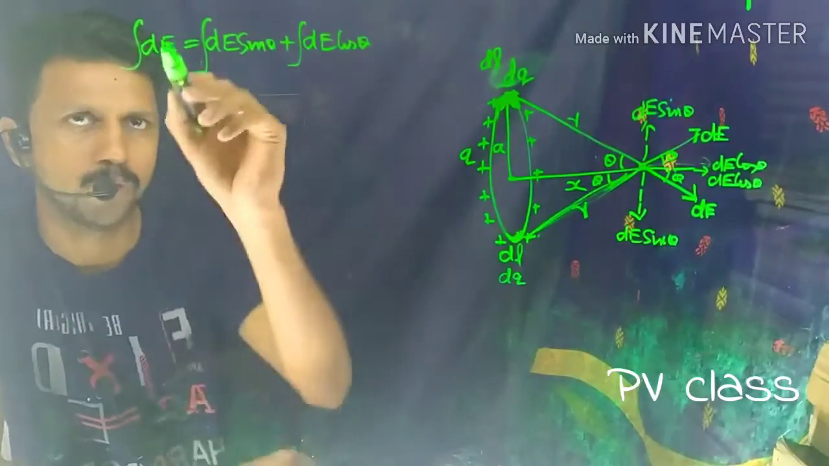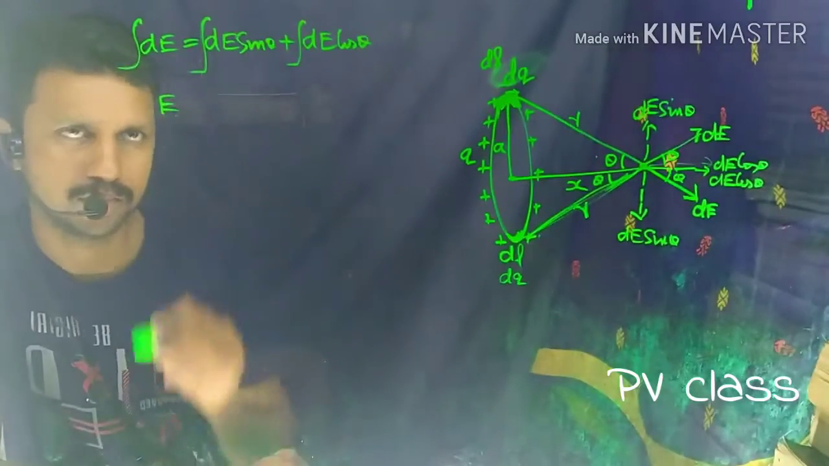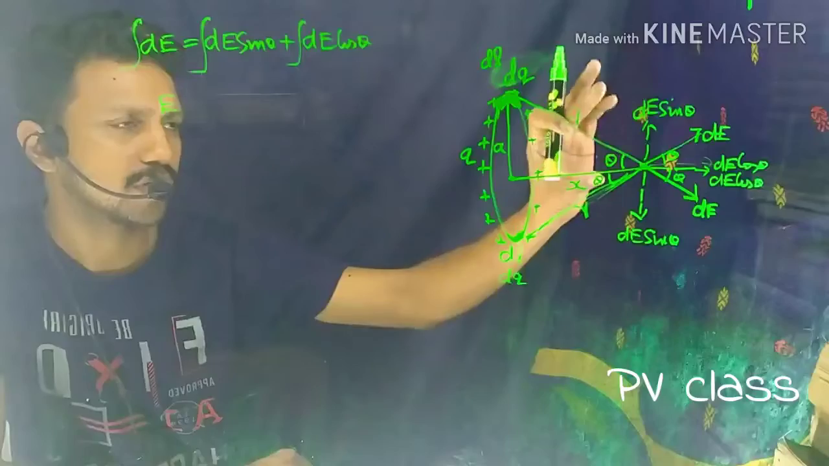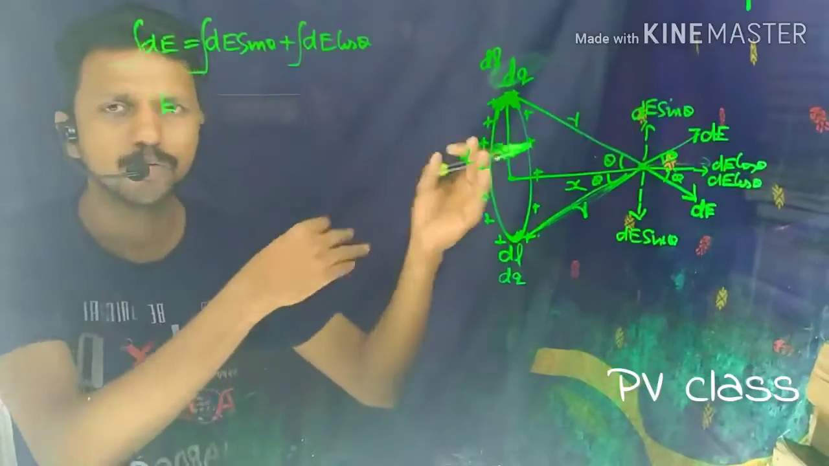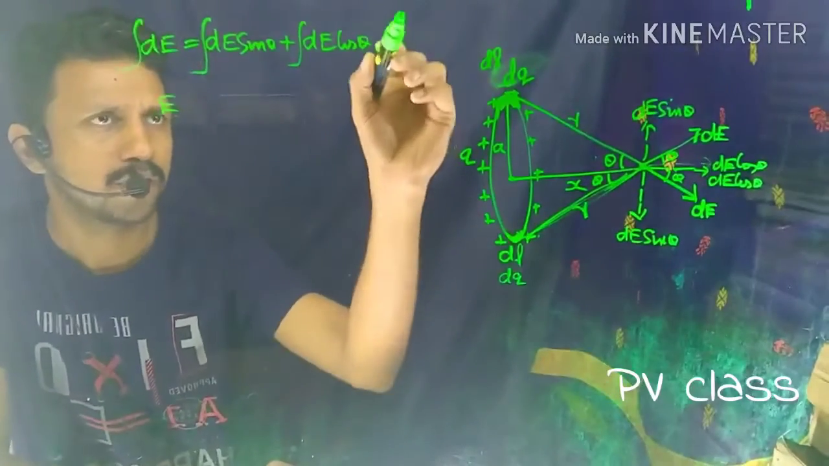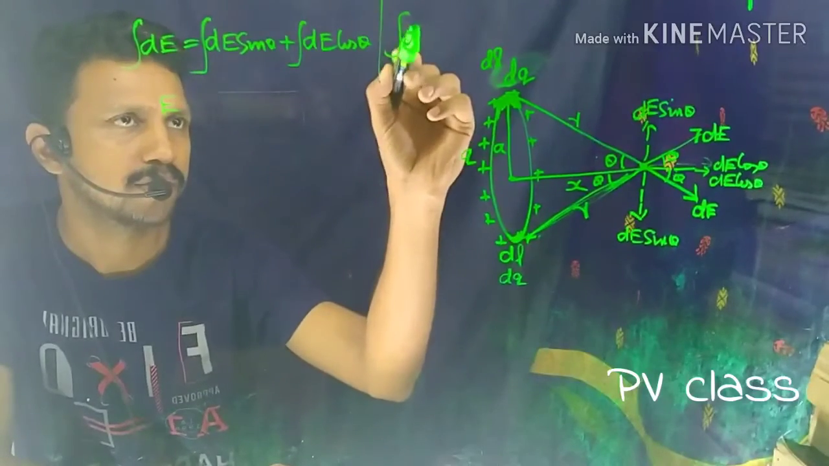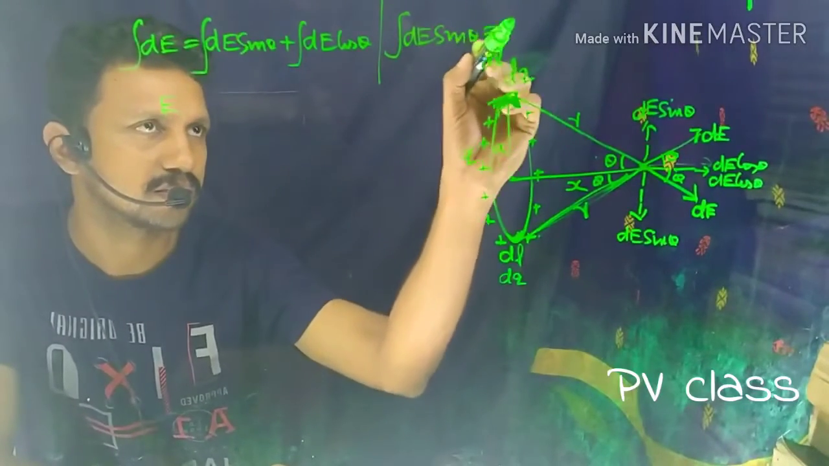What's the integral of dE? Integral of dE is E. From the figure, it's clear that the dE sin theta components are in the opposite direction. Therefore, the integral of dE sin theta will get cancelled. Therefore, I could write the integral of dE sin theta is 0. It's from the figure.